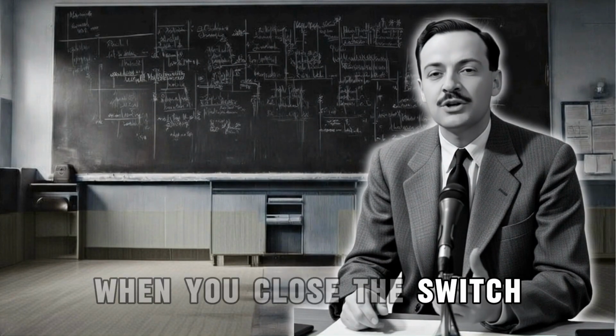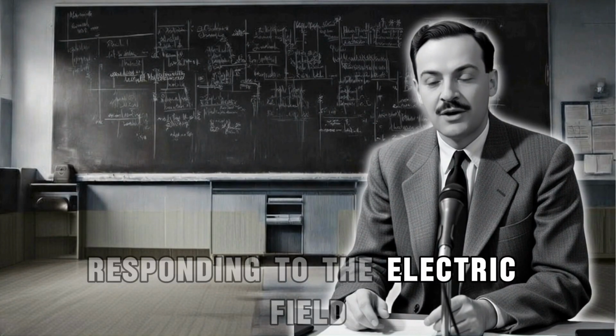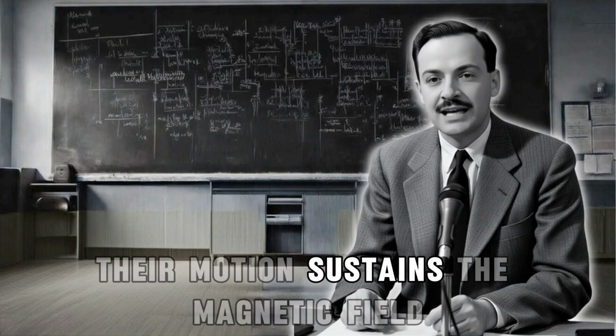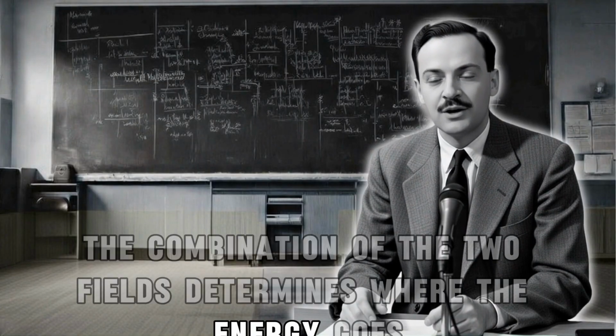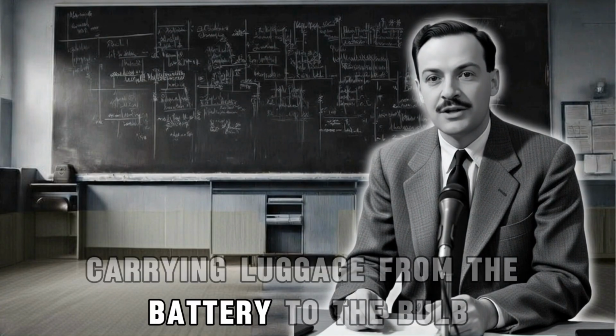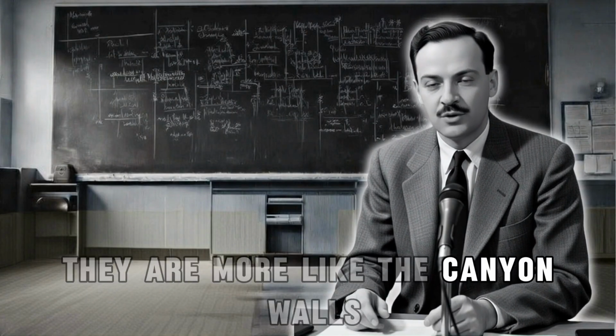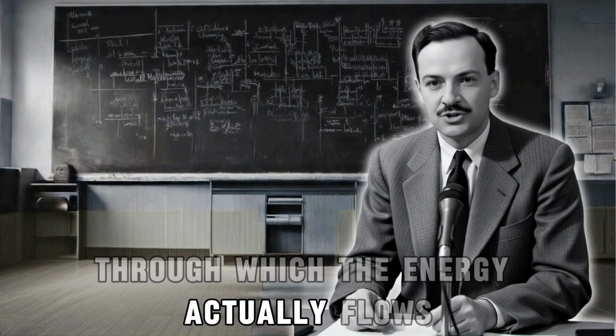The electrons inside the wire drift slowly, responding to the electric field. Their motion sustains the magnetic field. The combination of the two fields determines where the energy goes. The electrons are not porters carrying luggage from the battery to the bulb. They are more like the canyon walls, maintaining the geometry of the field through which the energy actually flows.